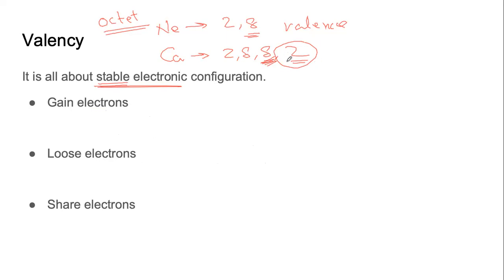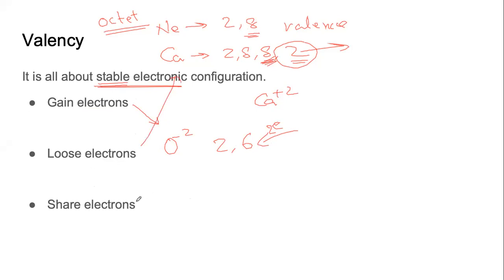So calcium will lose these 2 and will form Ca+2. Neon will not do anything, it is already stable. If we have oxygen, which is 2,6, so oxygen will take 2 electrons and will make O-2. So oxygen is gaining 2 electrons and calcium is losing 2 electrons.